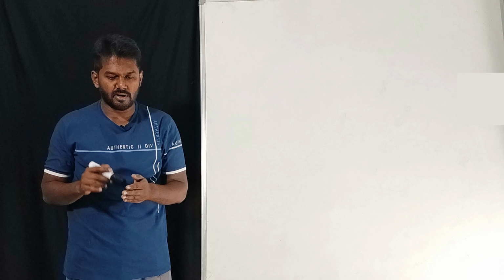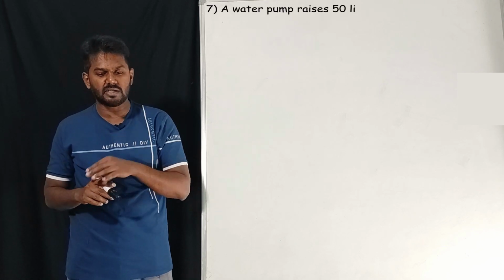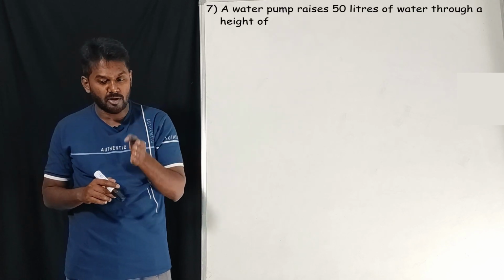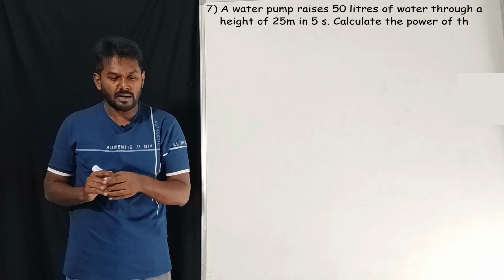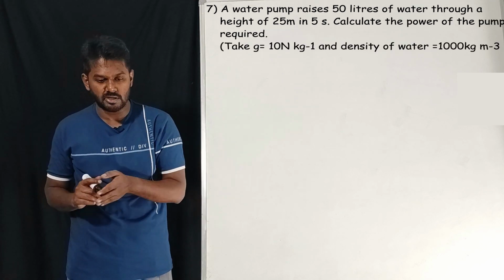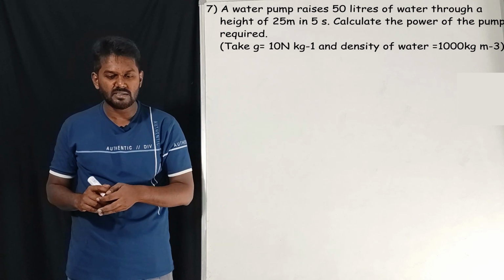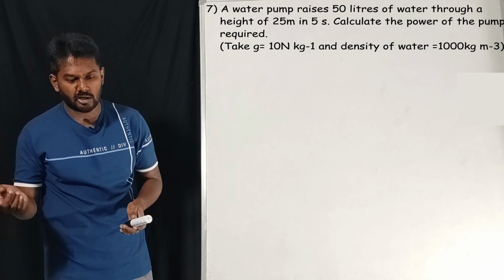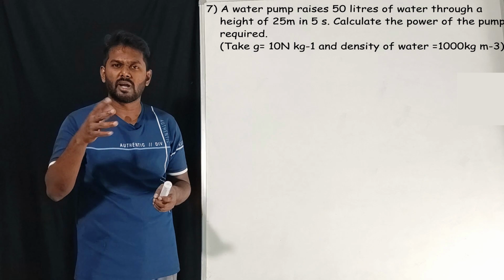Question number 7. A water pump raises 50 liters of water through a height of 25 meters in 5 seconds. Calculate the power of the pump required, assuming it is 100% efficient. Take g value and density of water 1000 kg per meter cube. So many things are given, don't get confused.